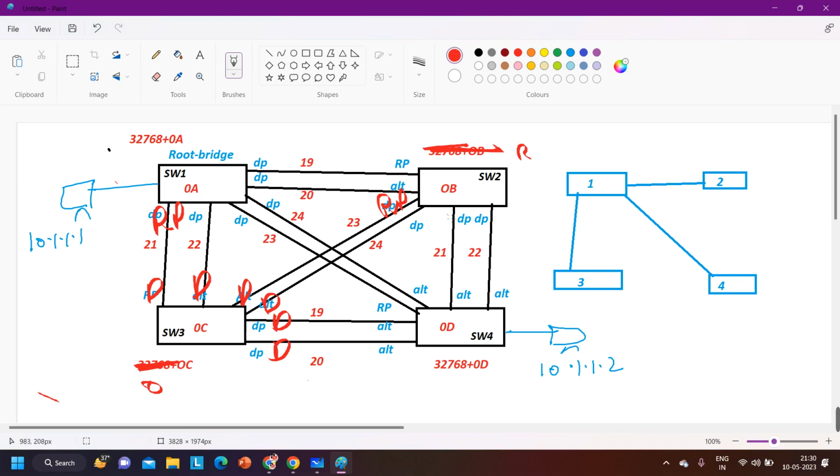But at the same time, it's not possible for 3 to be RP, sir. On this switch, which port is RP? This port is RP. So your logical topology is this.